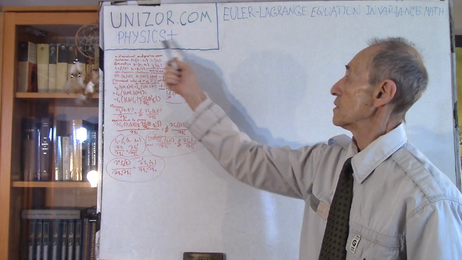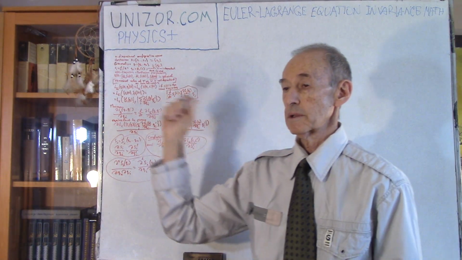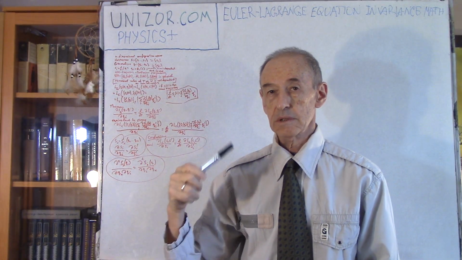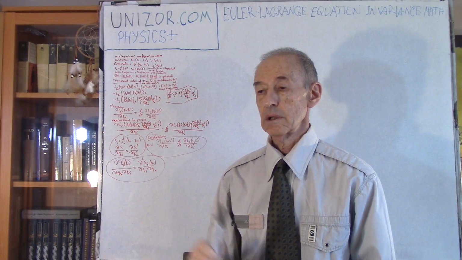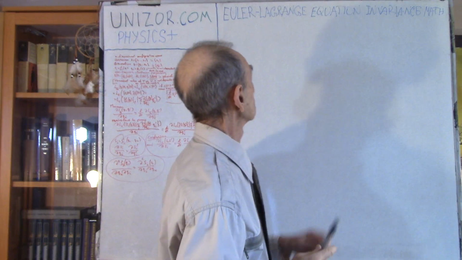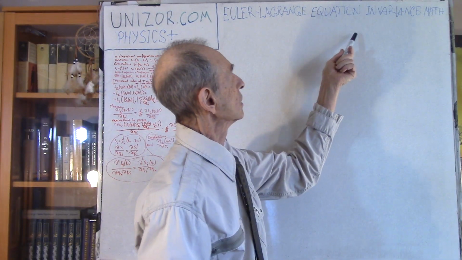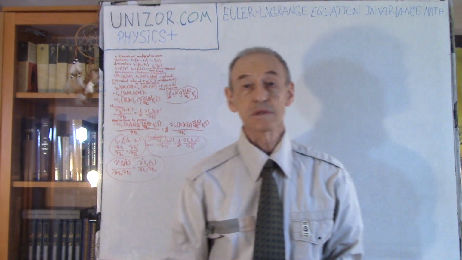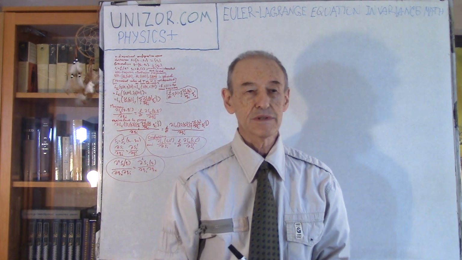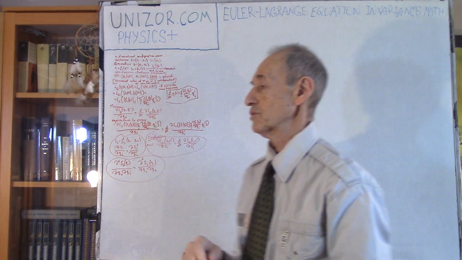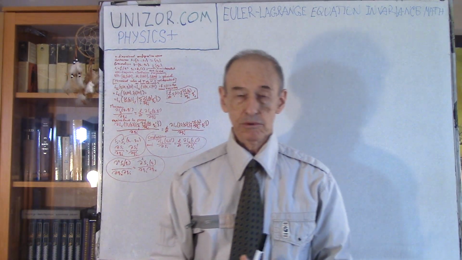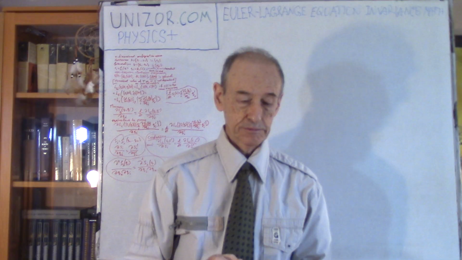So you go to the course Physics Plus for all, and one of the chapters is Lagrangian, and this is a lecture within this chapter. It's called Euler-Lagrange Equation Invariance. Well, I should say covariance, not invariance, but later maybe I will talk about this. All right, let's get back to business.